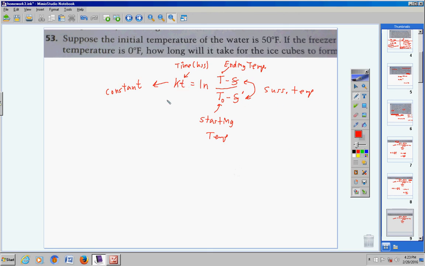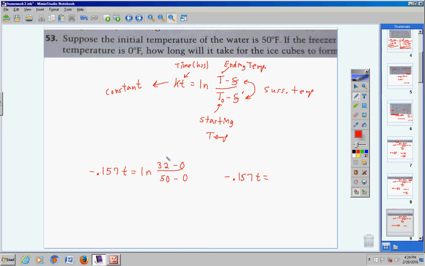First of all, we know what K is already. Negative 0.157. T is what we're looking for because it says how long will it take. And then natural log. And then what? Ending temperature. Well, my ending temperature is 32 because I want ice cubes to form. My surrounding temperature now is back up to zero. It says if the freezer temperature is zero. Now my starting temperature is no longer 60, it's 50. And of course my surrounding temperature is still zero. So I have this negative 0.157 T equals 32 over 50.